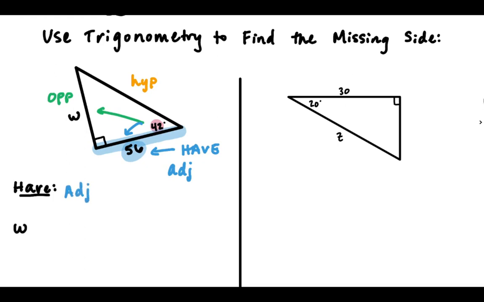Now I want to know, what is the side that we want? This is our variable side. So that's this side over here, the W. This is our want side. And we just went ahead and labeled the whole triangle, and we found that that's the opposite side. So my want is the opposite. Okay, so once I know that I have the adjacent, I want the opposite, I need to choose the trig ratio that matches that. So which trig ratio involves adjacent and opposite?